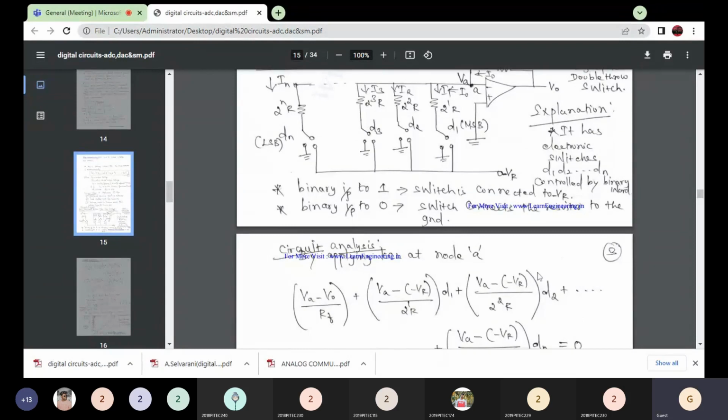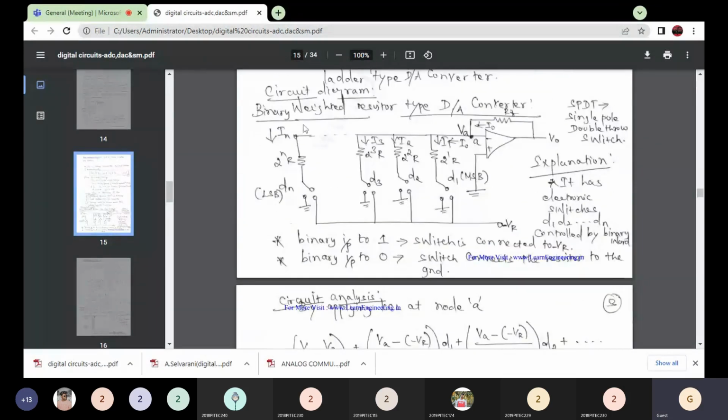So just write the current equation. Here we have VA, and the sum of these currents should be equal to 0. That is, the current flowing into the inverting terminal should be 0. So current at this terminal should be 0. Understand? So we apply Kirchhoff's current law at this node, which we consider as A. So here is VA, just write the equation.